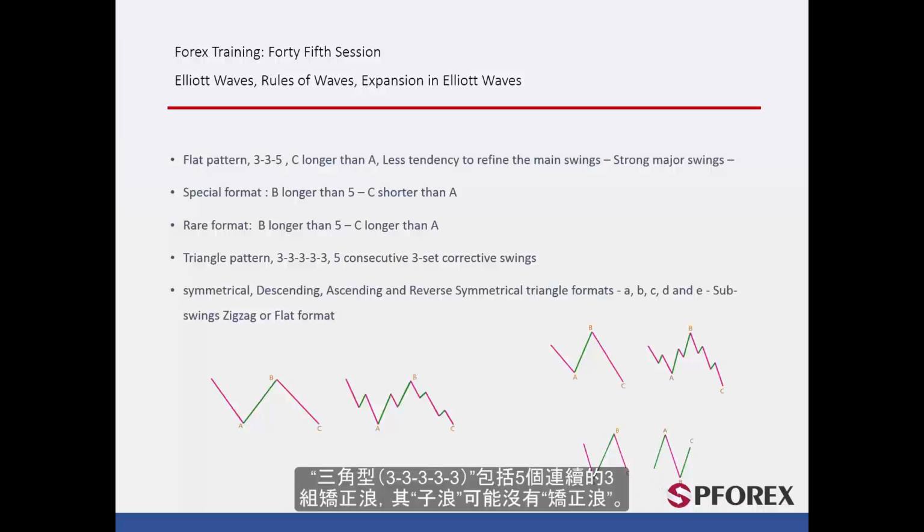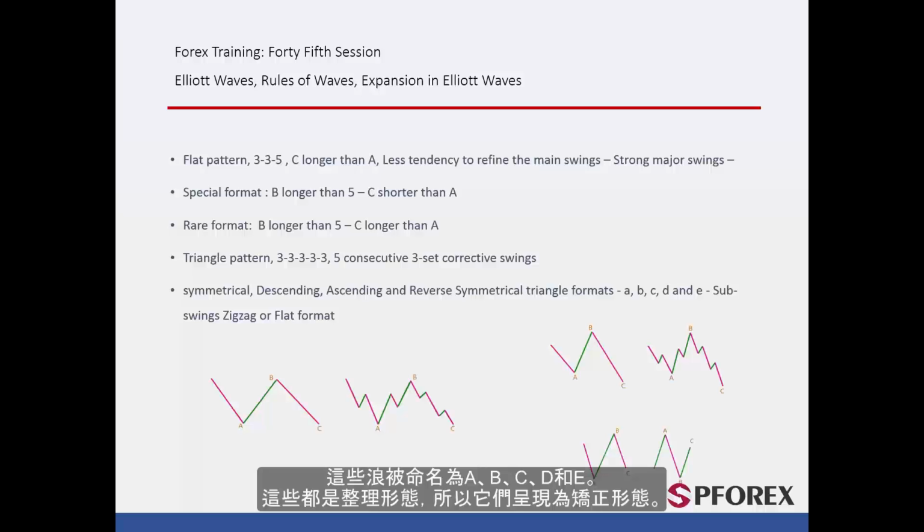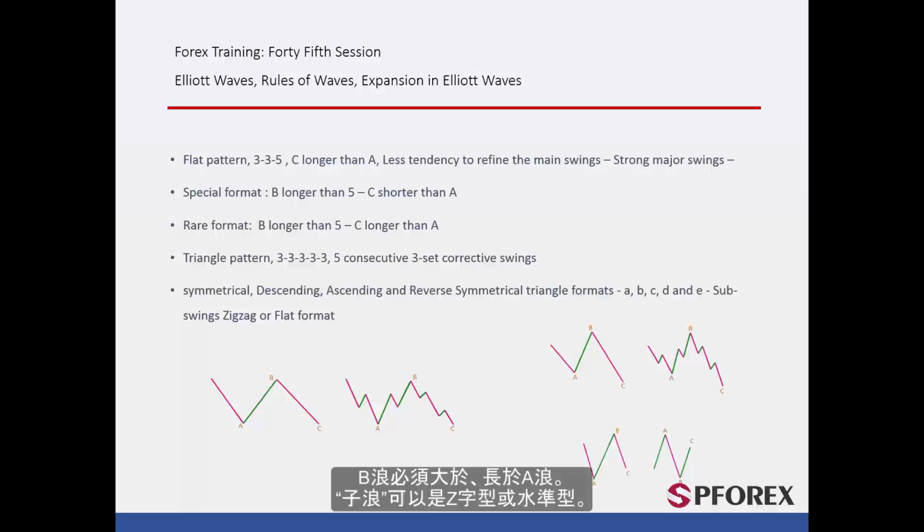Triangle pattern. 3-3-3-3-3 has 5 consecutive 3-set corrective swings. That subswing may not have a corrective pattern. Just like a triangle pattern, the consecutive waves and swings form symmetrical, descending, ascending, and reversal symmetrical triangle formats. Swings are named A, B, C, D, and E. Since these forms are continual patterns, they are present in corrective patterns. Wave B must be larger and longer than wave A. Subswings can have zigzag or flat format.